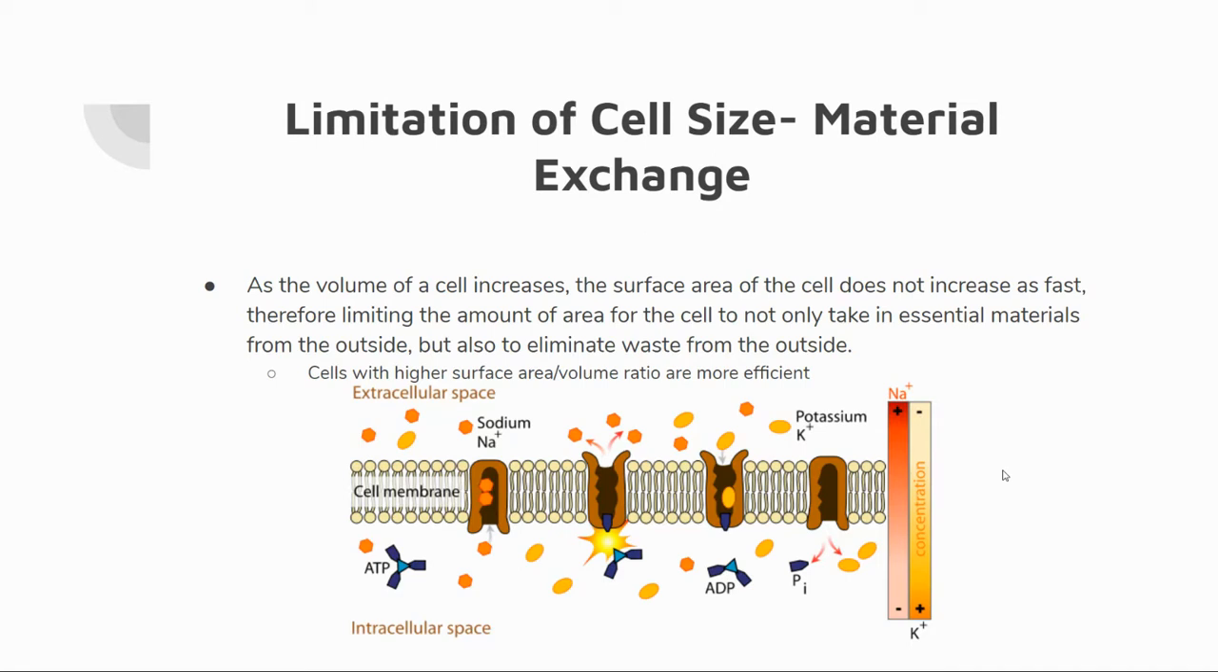Another limitation is material exchange. As the volume of the cell increases, the surface area of the cell does not increase as fast. Therefore, it limits the amount of area for the cell to not only take in essential materials from the outside, but also to eliminate waste from inside. So cells with a higher surface area to volume ratio are more efficient. As the inside of the cell grows, the outside may not grow as much, which means there's not going to be an increase of materials moving in or out of the cell, which is going to limit how large the cell can become.